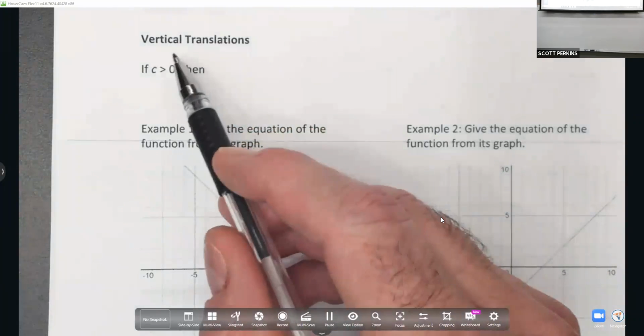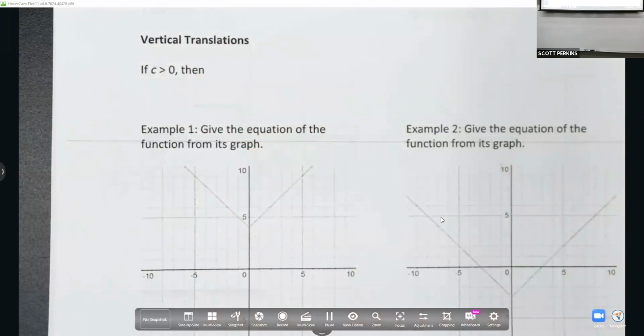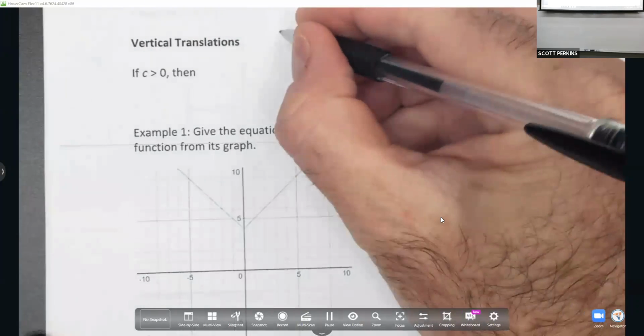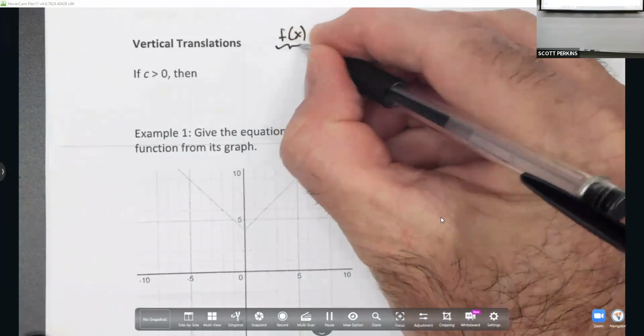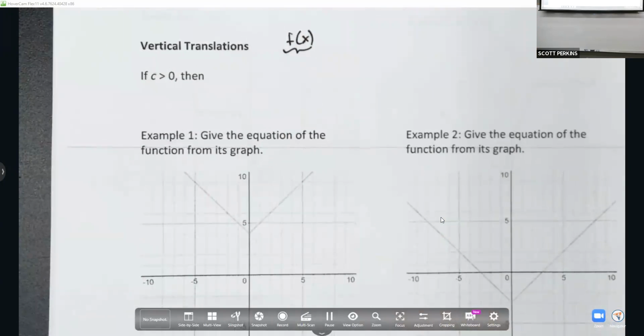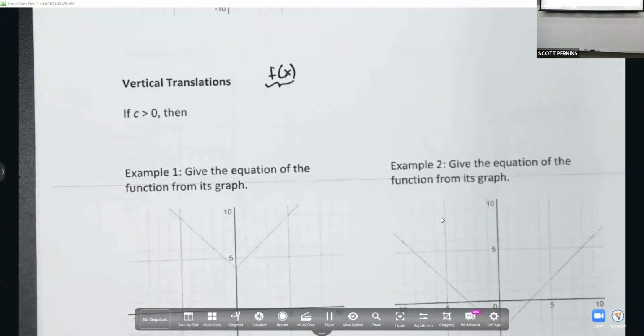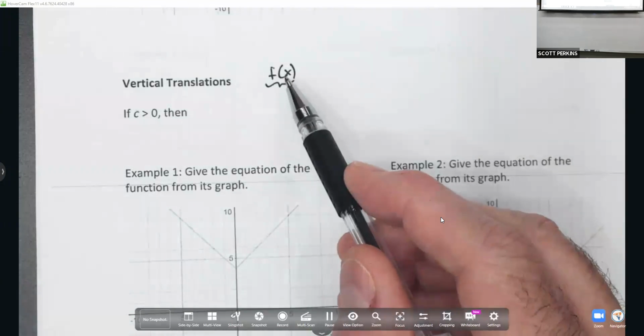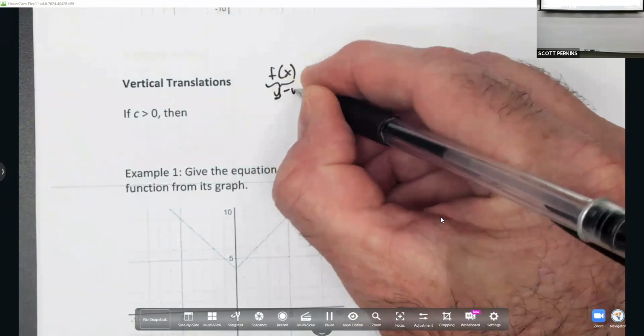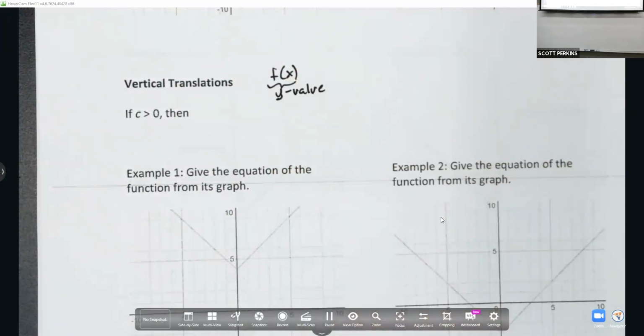So, vertical translations. By the way, the word vertical, which direction does vertical mean? Up and down. Okay, so we're talking about vertical translations. Before I talk about vertical translations, up and down, meaning the y direction, let me just ask you a question about notation. When I write f of x, that is referring to what value? F of x means the y value. Specifically, it's the y value I get when I plug in whatever x is. So my vertical translations are going to have something to do with my y value.